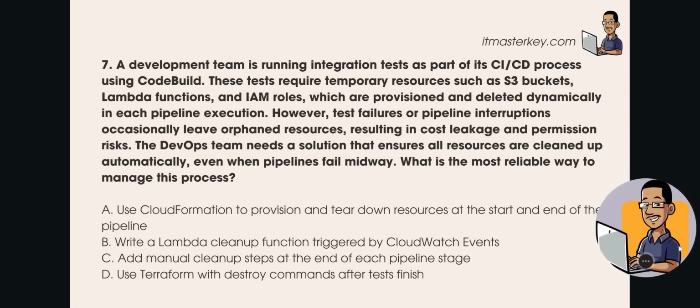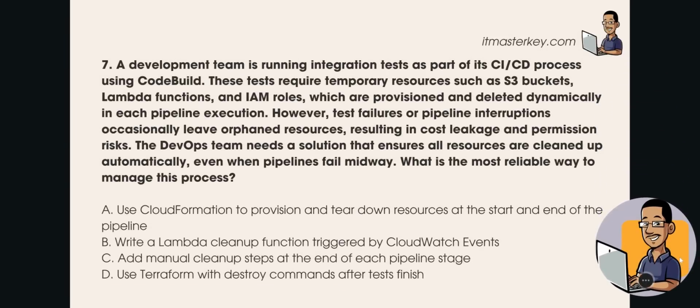A deployment team is running integration tests as part of the CI/CD process using CodeBuild. These tests require temporary resources such as S3 buckets, Lambda functions, and IAM roles, which are provisioned and deleted dynamically in each pipeline execution. However, test failures or pipeline interruptions occasionally leave orphan resources, resulting in cost leakage and permission risk. The DevOps team needs a solution that ensures all resources are cleaned up automatically, even when pipelines fail midway. What is the most reliable way to manage this process?